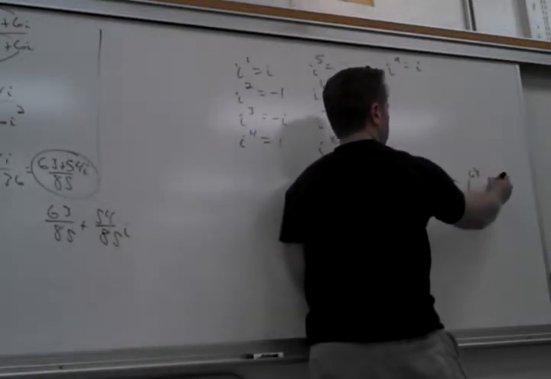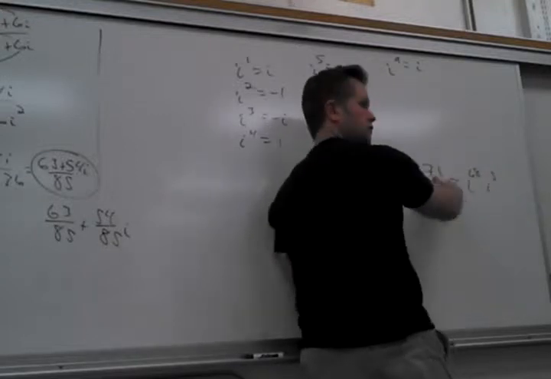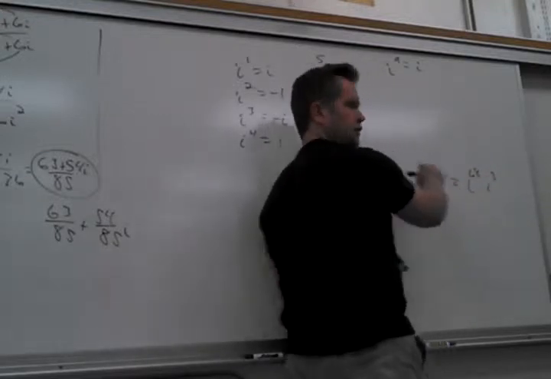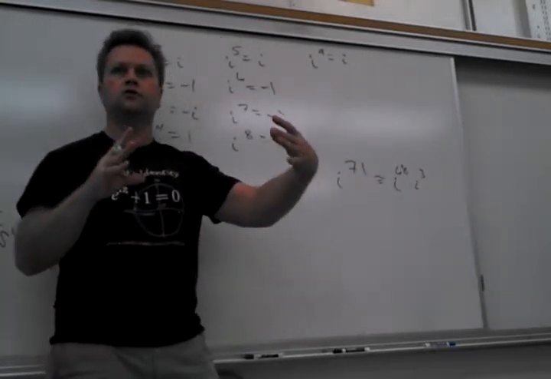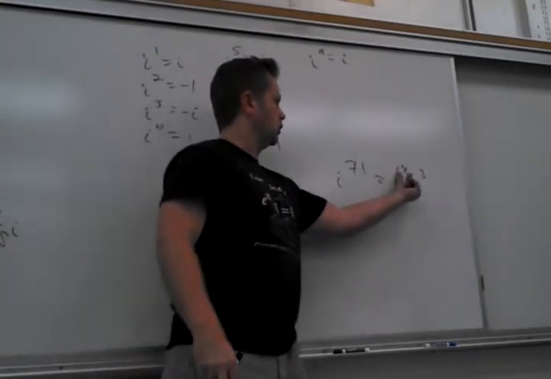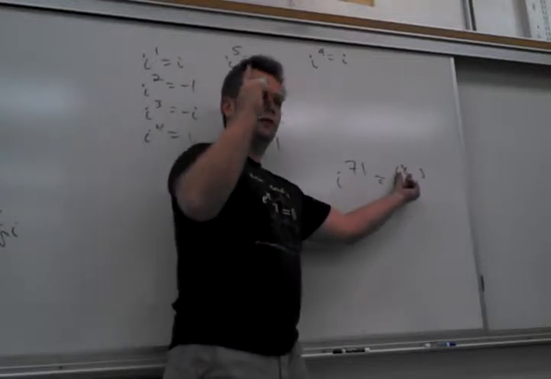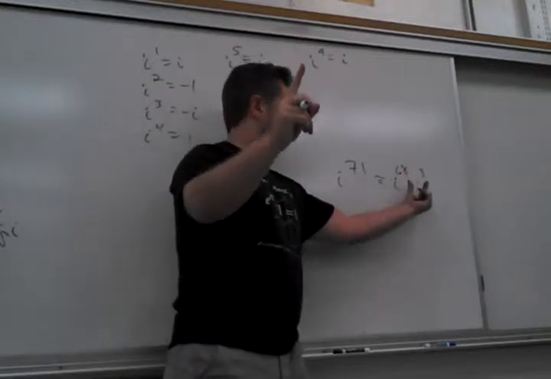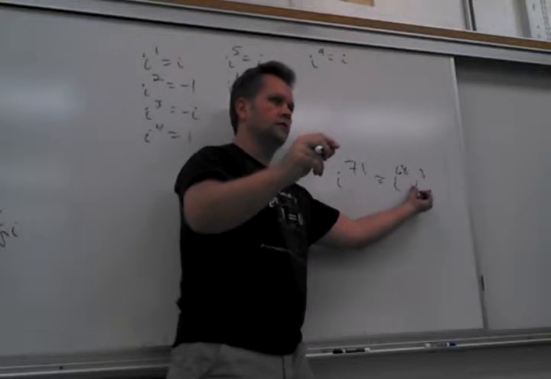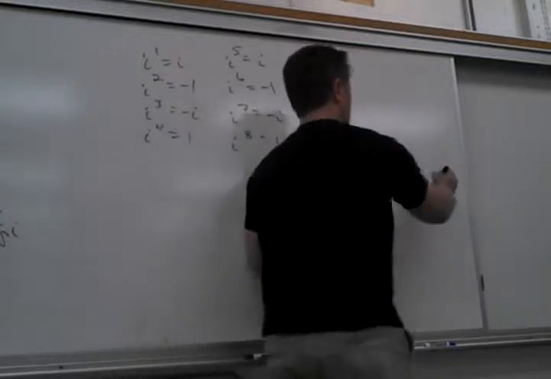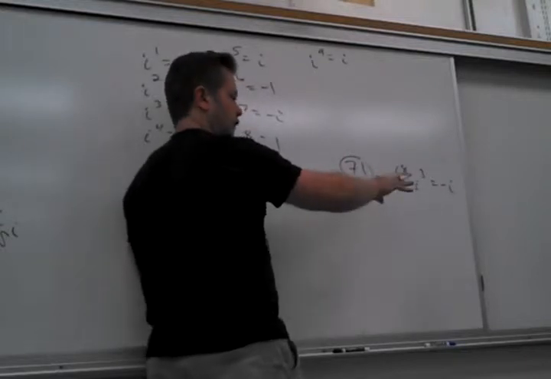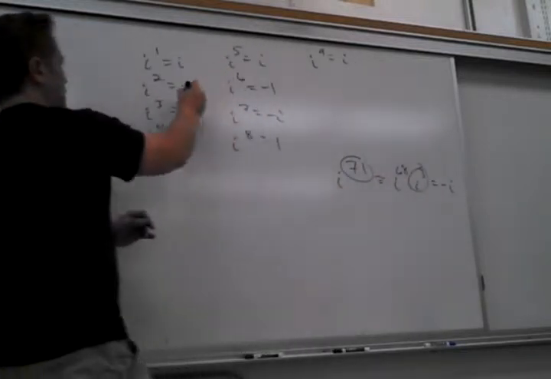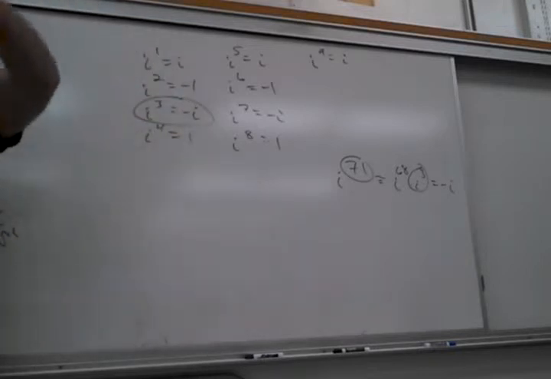So you can even write it like this. Isn't that the same thing? Yeah, because 68 plus 3 is 71. So I could certainly just break it up like that. Why would I do such a weird thing? Because i to something that's a multiple of 4 is 1. i cubed is negative i. And the quicker way to do it is: 4 goes into 71 evenly with 3 left over, so it's equal to whatever the third one is.